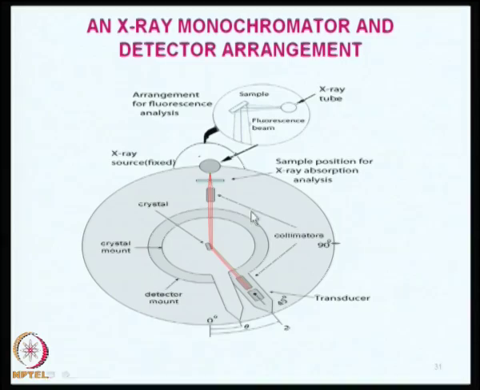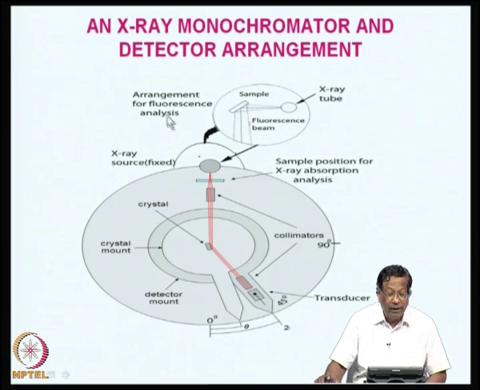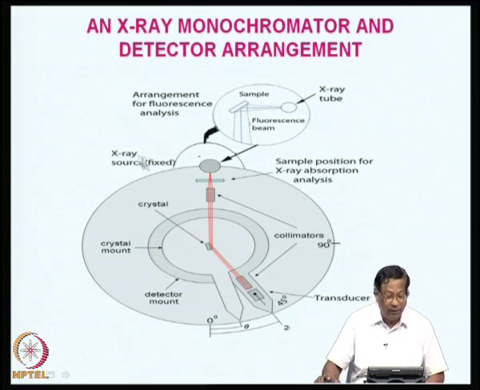Here I am showing you a monochromator system for X-ray. What I have here is an X-ray tube on this side, and the sample is here. X-rays from the X-ray tube fall on the sample, producing the fluorescence beam, and the rotating table with the detector is located here, and then there are sample positions for X-ray absorption analysis, etc. The X-ray sources, the crystal is here and the transducer is here.